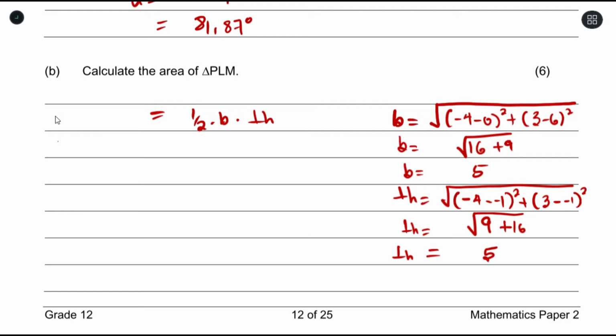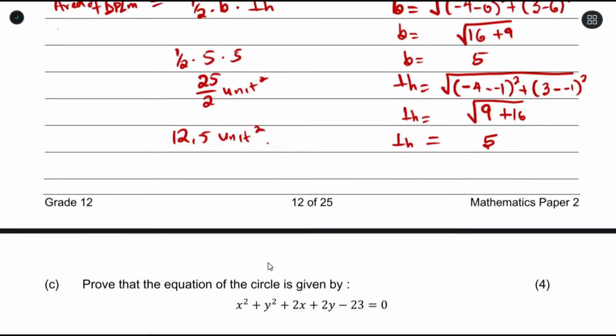So the area of triangle PLM would be half times 5 times 5. Okay, 5 times 5 is 25. So the total will be 25 over 2 units squared, right? We can leave it like this, or we could write it as 12,5 units squared, and that will be your answer. Let's move on to C.